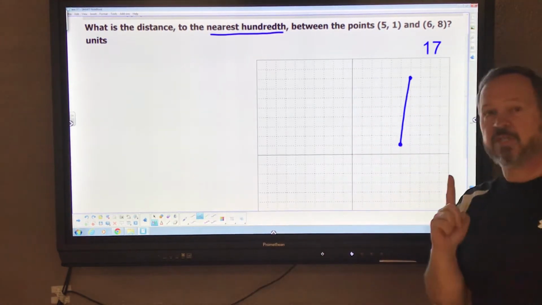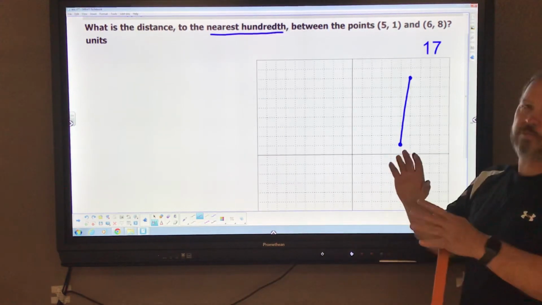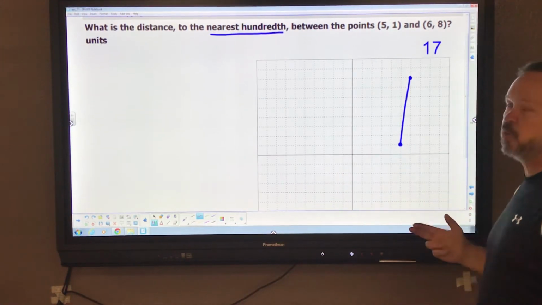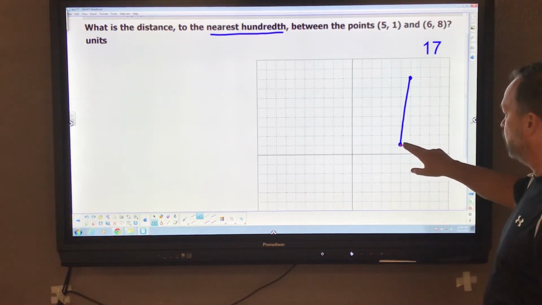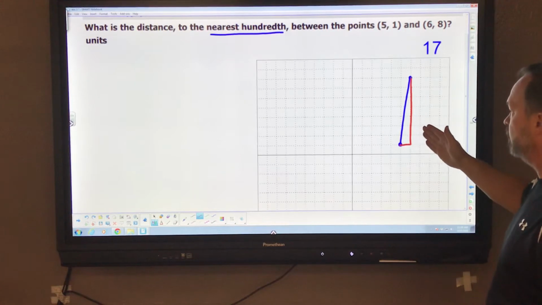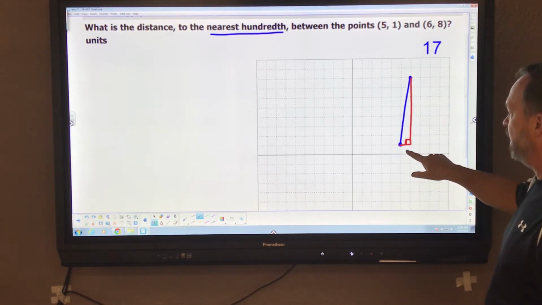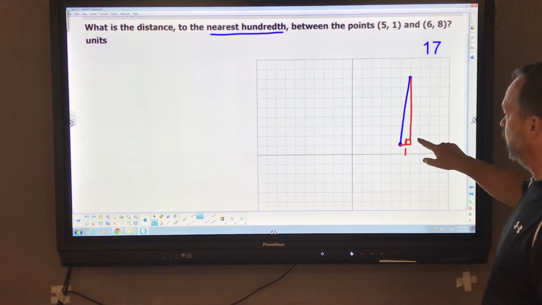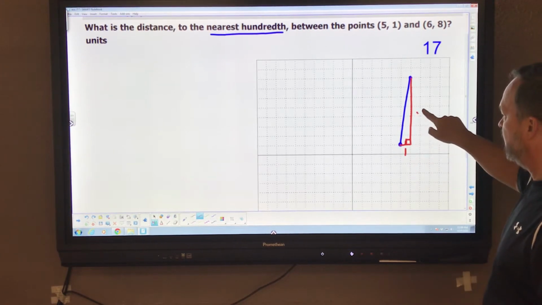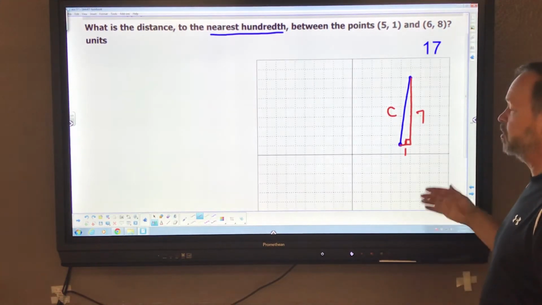Well, we could use the distance formula. We learned about the distance formula. The distance formula is great. But we can also use Pythagorean theorem, where we complete a right triangle here using a horizontal and a vertical. And we know that's going to be a right triangle. And so we have a short leg of 1, another leg of 7, and the hypotenuse, which is what we're actually looking for here. So it's Pythagorean theorem.